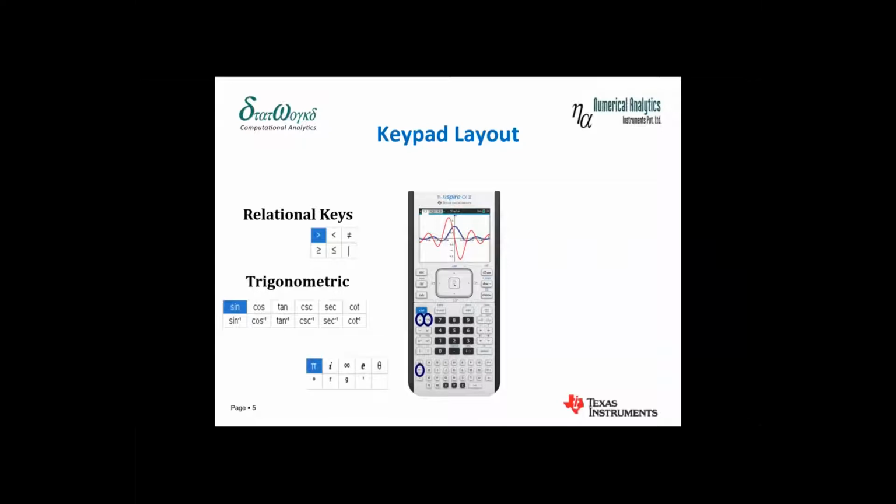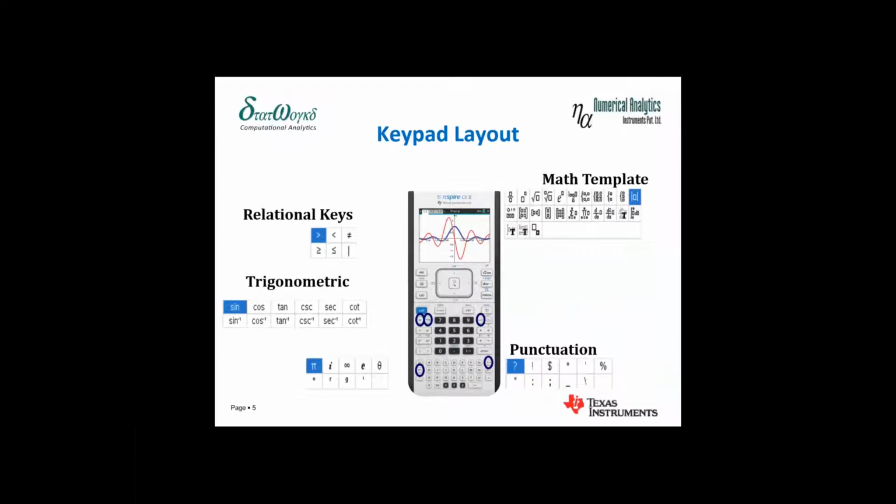Then down below we have the pi key. In the pi key you will find theta, degree, radian, gradian, iota, all these symbols. And then you have the punctuation key on the right hand side of the keypad, where all the punctuation symbols are available.